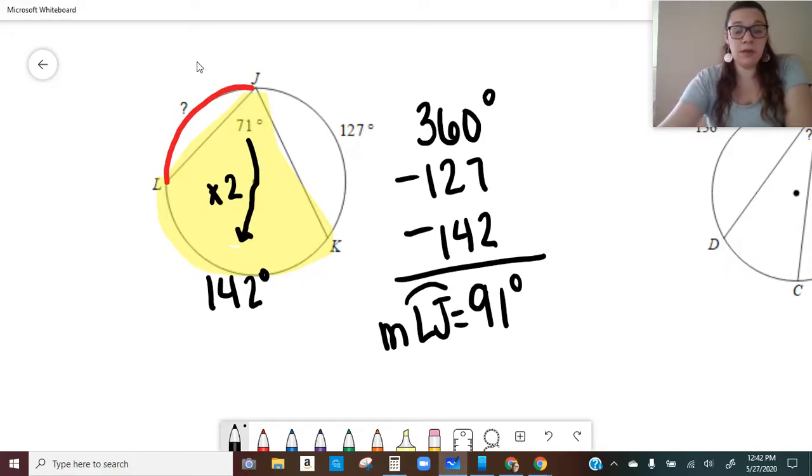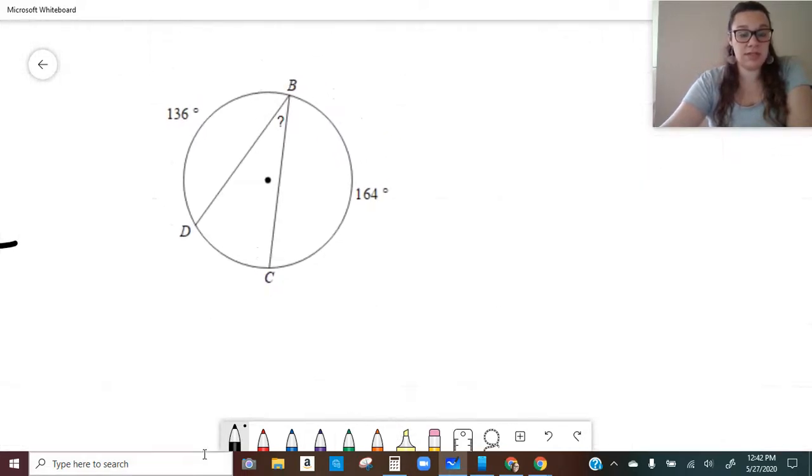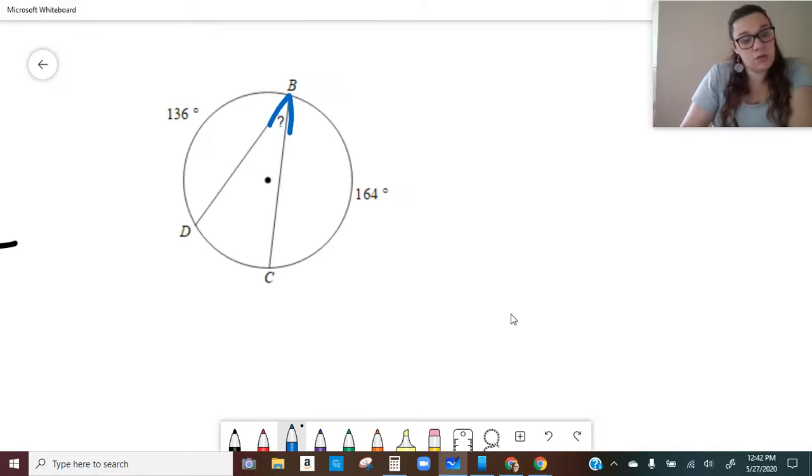Not too bad. Let's do another one. All right, let's see. This time we are being asked for an inscribed angle up here. So let's notice it goes to this arc. And I have the other 2 arcs. Maybe if I find arc DC, then I can go backwards and find that inscribed angle. So let's do that first. Let's find arc DC first.